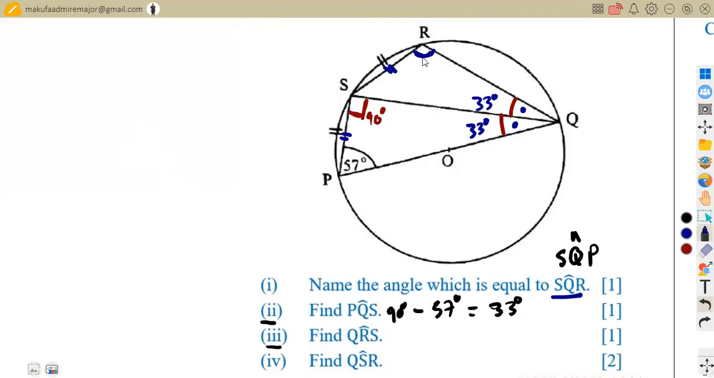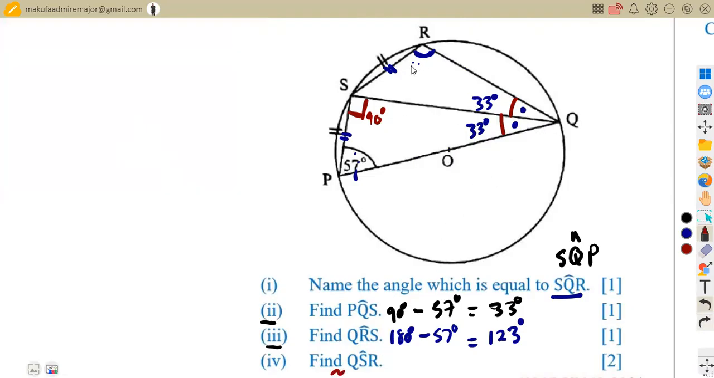How are you going to find this angle? If we take note, this is a cyclic quadrilateral. All the vertices are on the circumference of a circle. So what does it mean? It means that opposite angles add up to 180. So we are simply going to subtract 57 degrees from 180, because these two angles are supplementary, opposite angles of a cyclic quad. So 180 minus 57, that was going to be what? 123 degrees. All right, that was it. QRS. Then we need QSR.